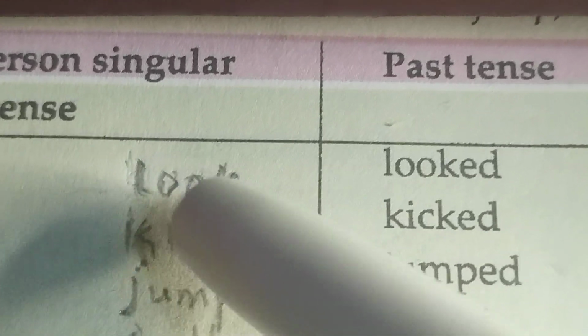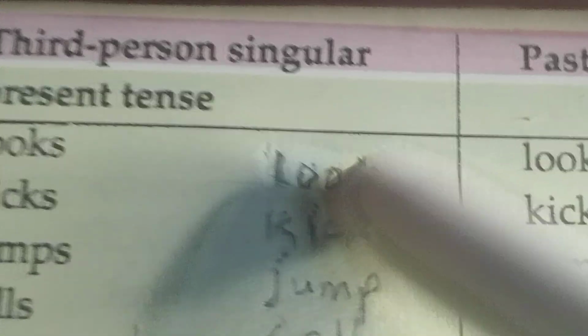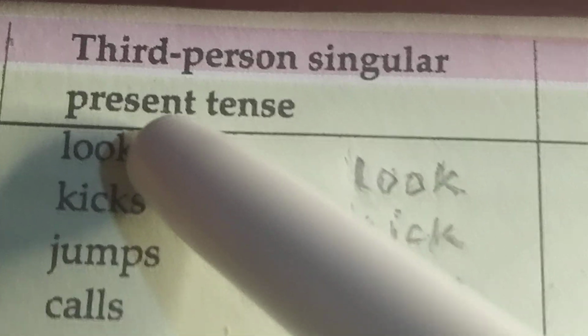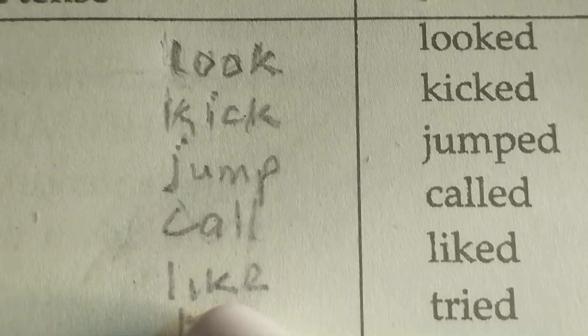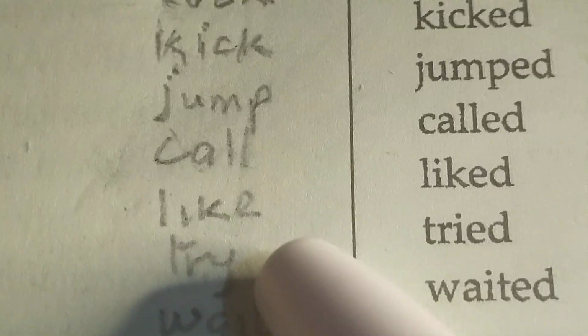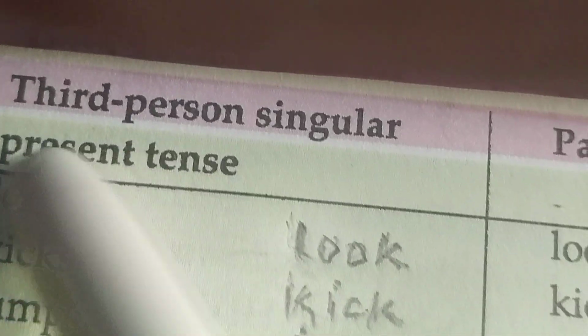My mother and I look for the ball. Look. It will not have S. But my mother looks for the ball. Let me also point out this. When you have I, I follows here. I look for the ball. I kick the ball. I jump the ball. Okay? I call the boy. I like the boy. I tried the taste. Okay? I waited. Okay, I wait for him because we are talking about present tense here. Look at it, present tense, present tense, present tense.